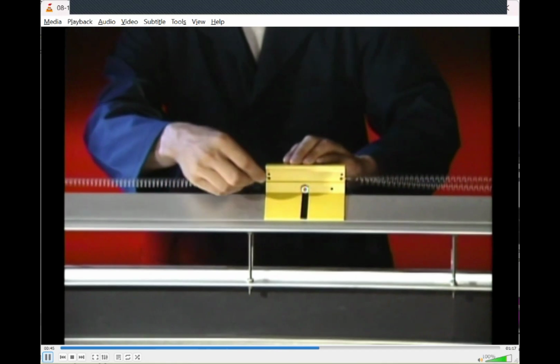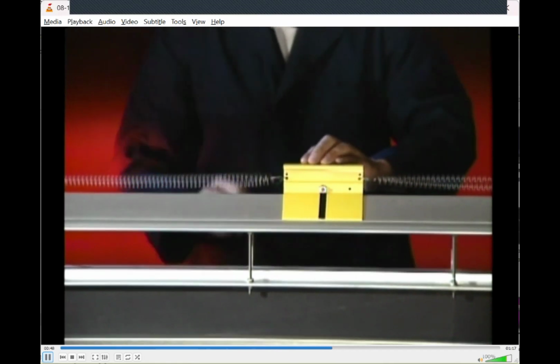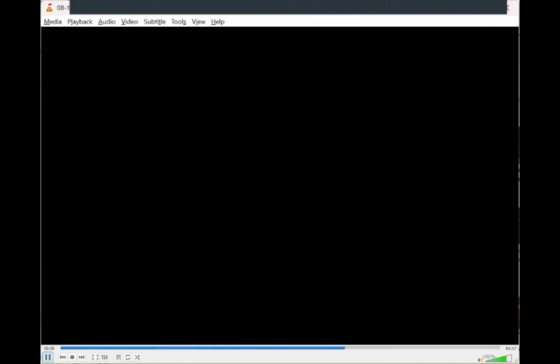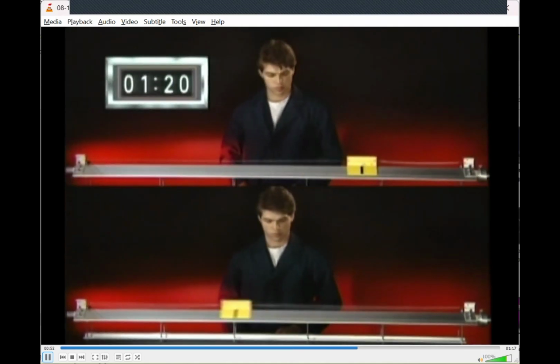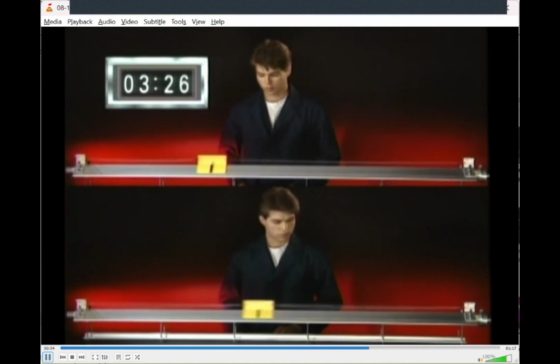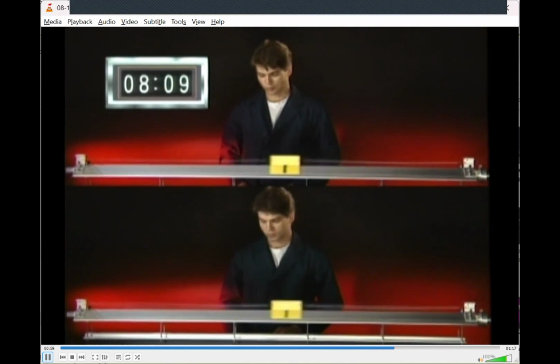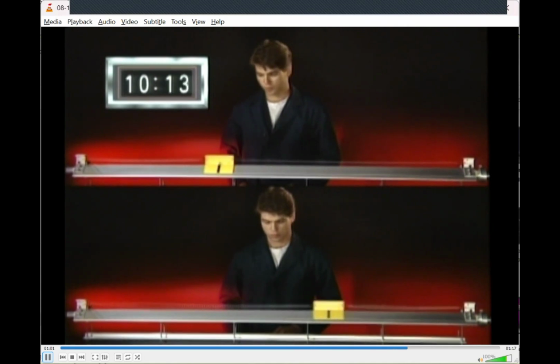What will happen to the period if we add another spring to each end of the glider instead of more mass? The top half of the screen now shows the original setup, while the bottom half shows the glider with another set of springs attached. The period has now decreased.